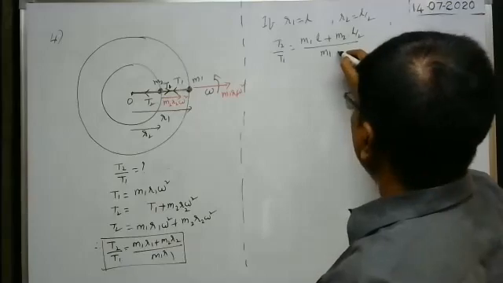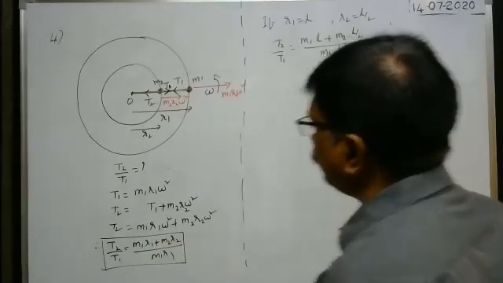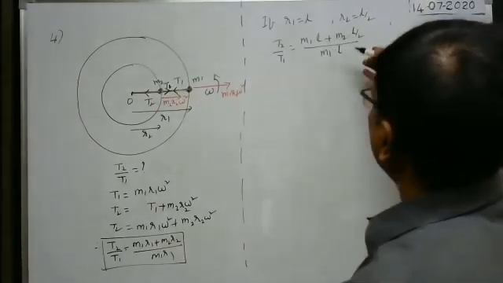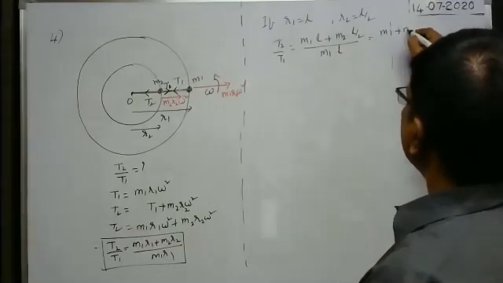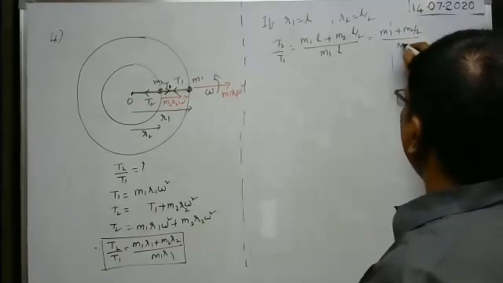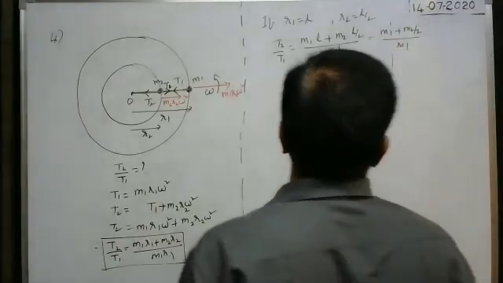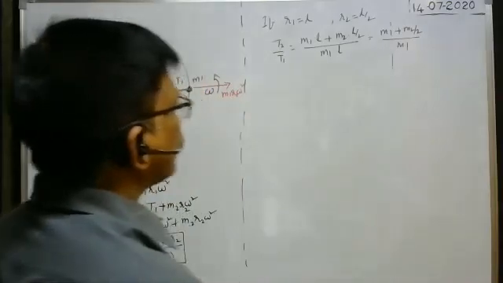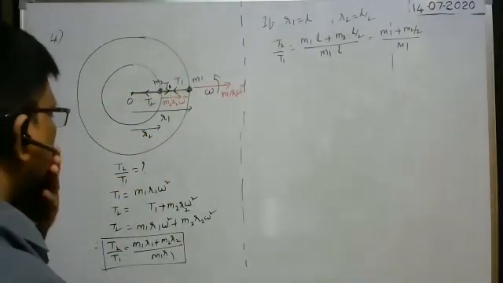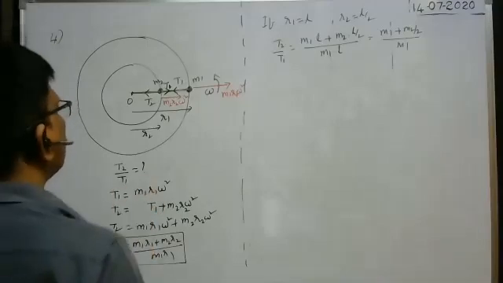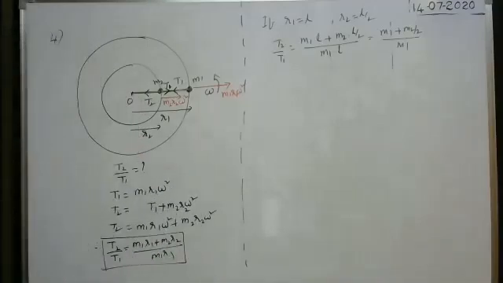Then L can be cancelled and the remaining is M1 plus M2 by 2, whole by M1. That is the ratio between the tensions. So in this way we can solve this problem. Okay, next, one more example.